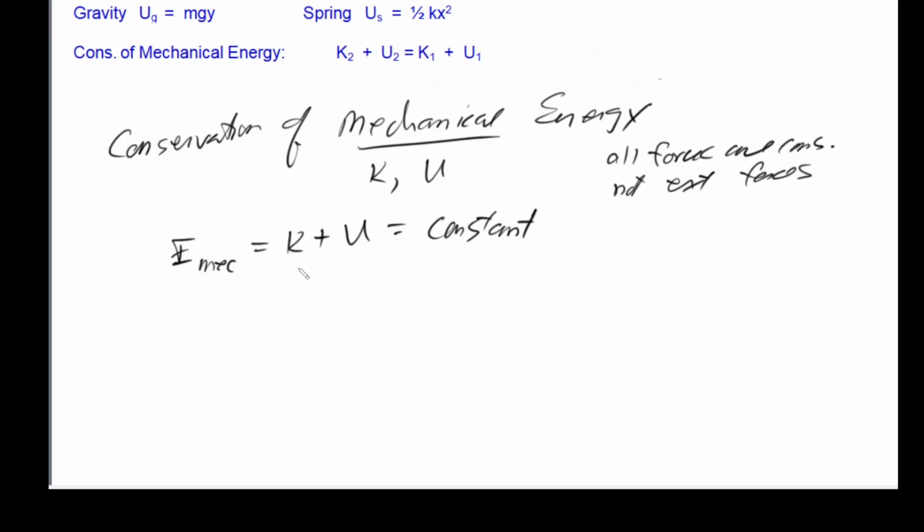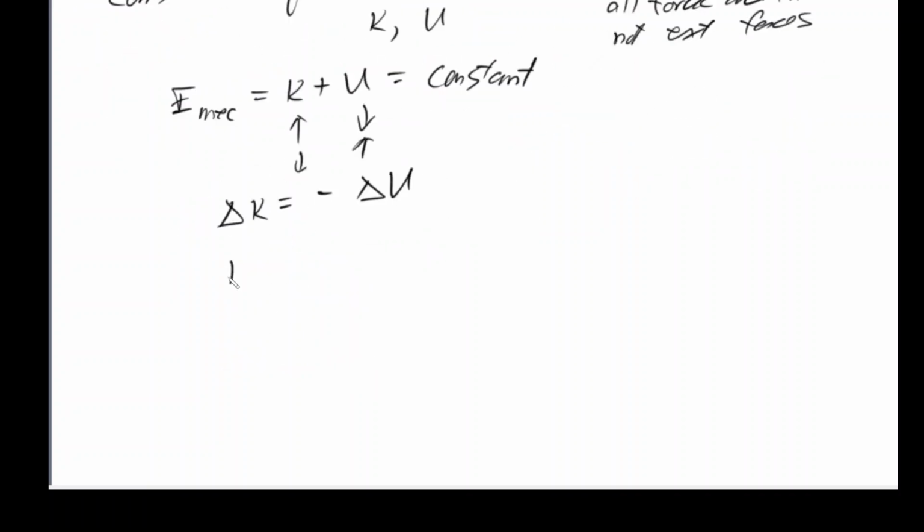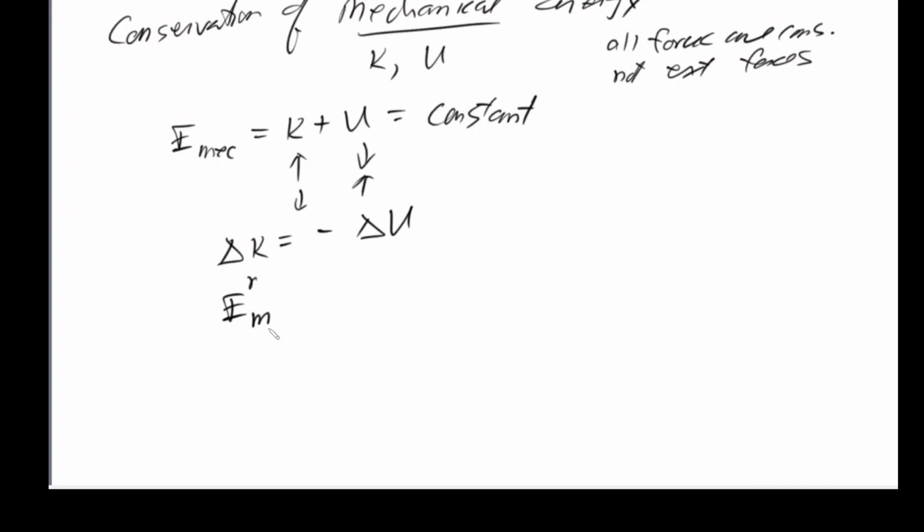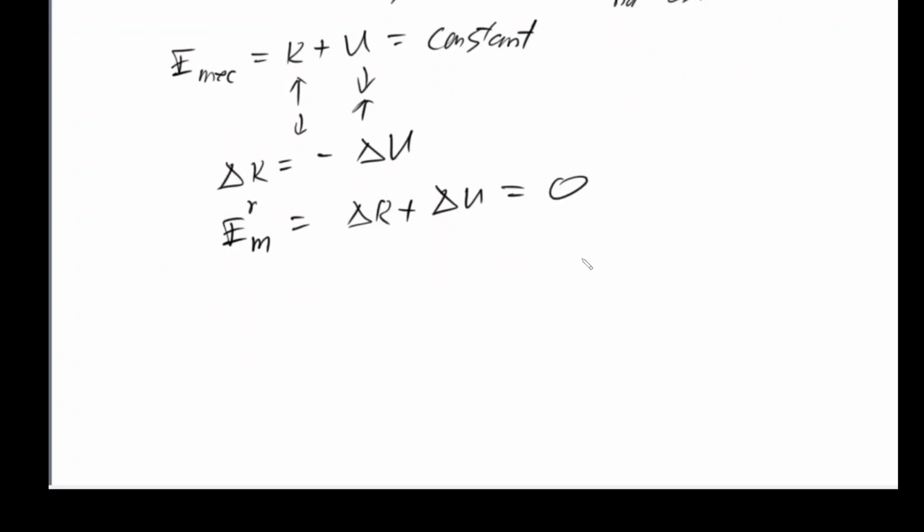So as kinetic energy goes up, potential energy has to go down, and vice versa. So any change in kinetic energy is equal to minus the change in potential energy. So we can write that the change in E mechanical is equal to the change in kinetic energy plus any change in potential energy, and that is 0. We can use this to solve many problems that are difficult to solve with Newton's laws.